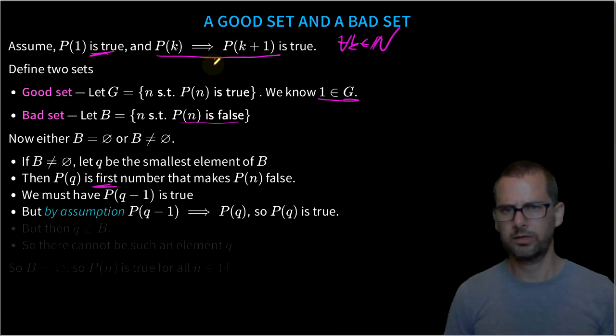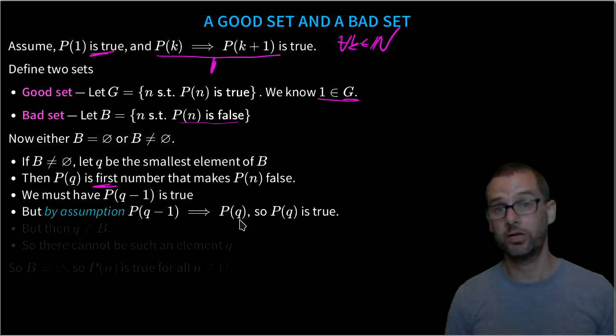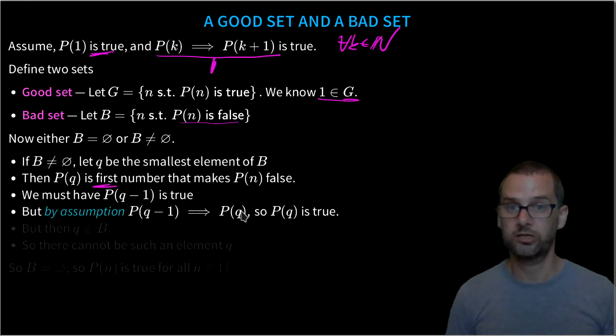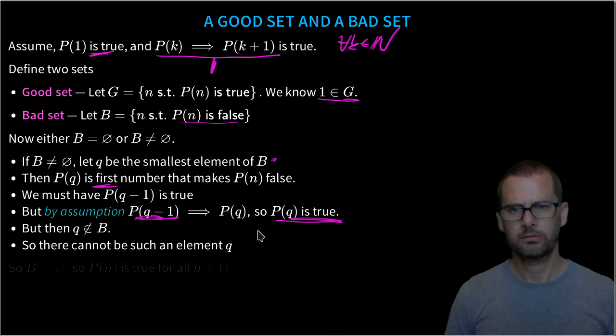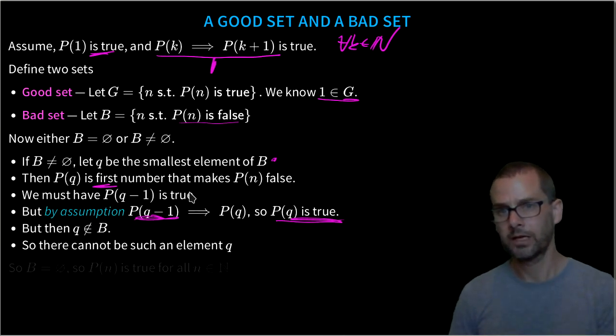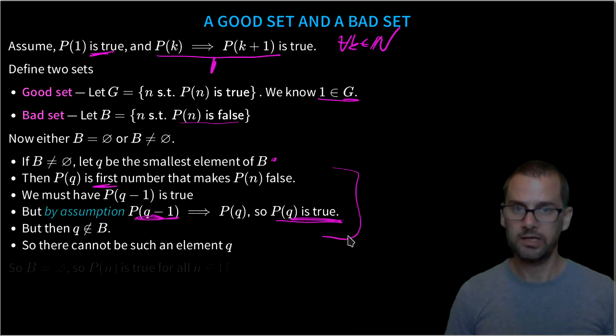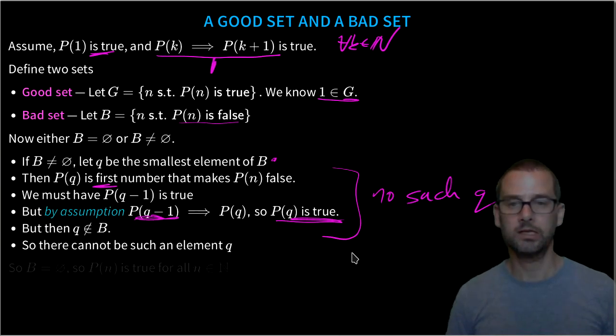So if P of Q minus 1 is true, well then we can use the inductive step. By assumption, P of Q minus 1 implies P of Q. This implication is true, this is true, so P of Q must be true. Except that Q is in B, so P of Q is false. So there's a problem. Q can't be in B, because P of Q can't be true and false at the same time. So the only way this can work is if there's no such Q. So there can't be any such Q.